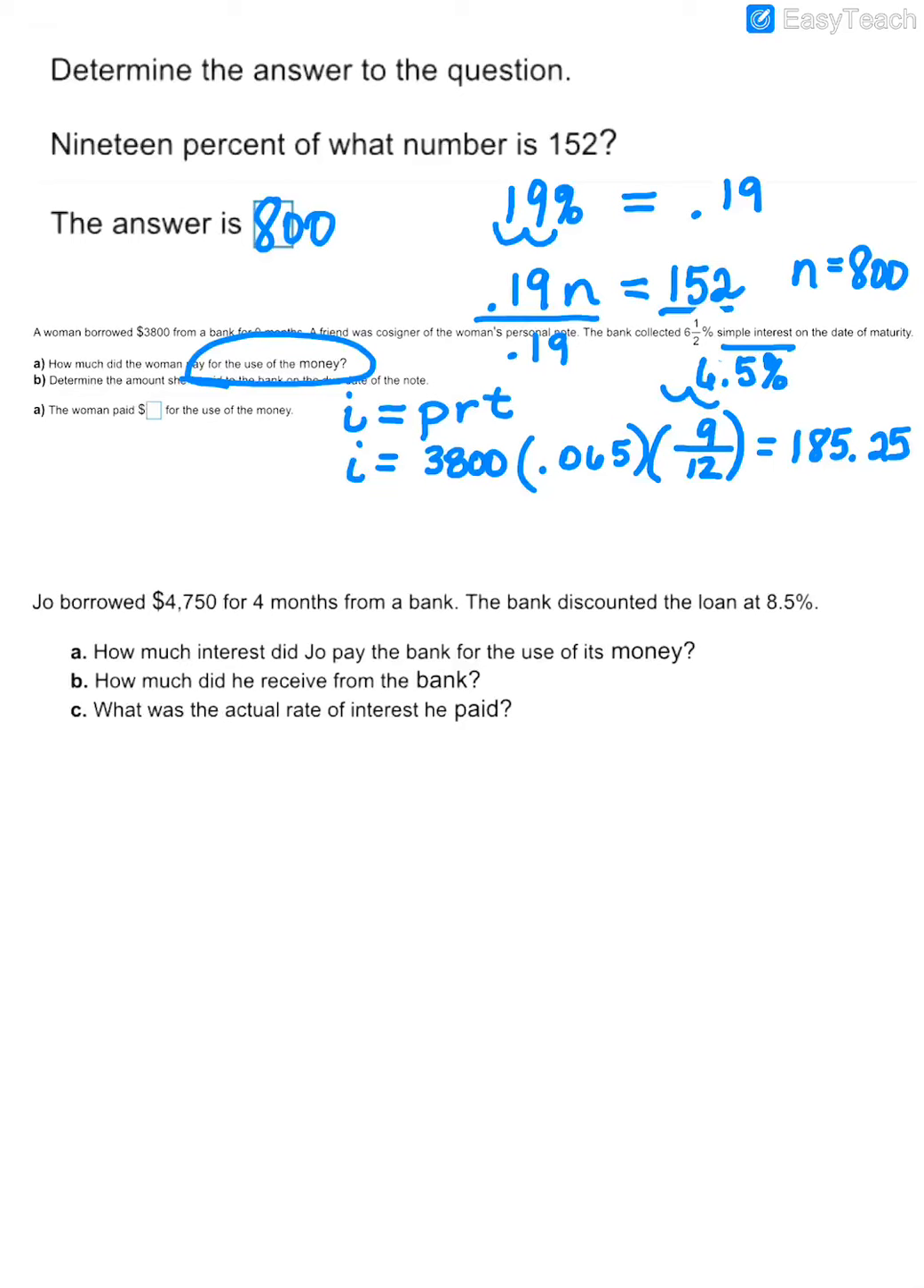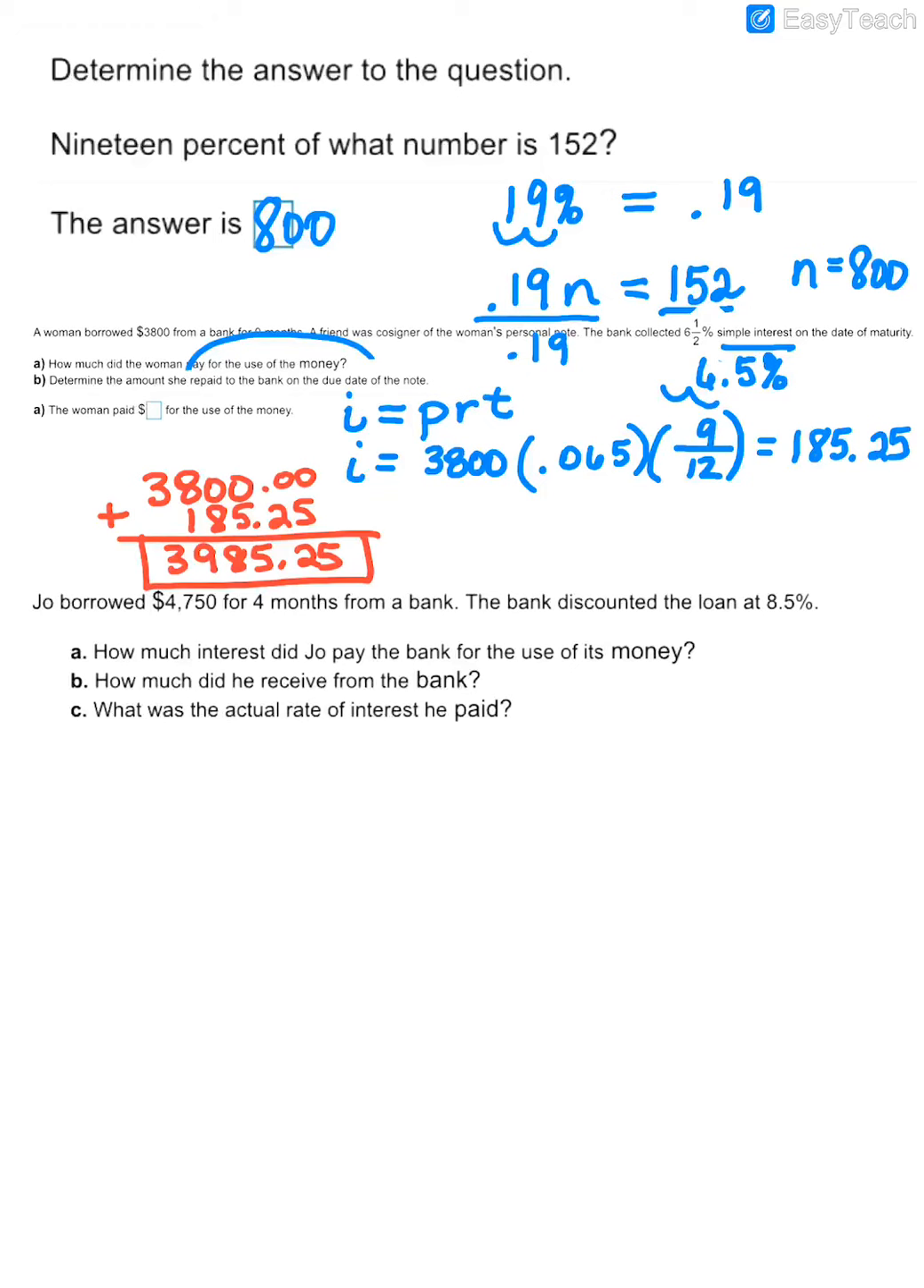So that's also called the amount that she pays to use the money. And then the second part of the question wants to know what is the amount she has to repay to the bank. Well, when she pays the bank back, she has to pay them the original $3,800 that she borrowed, plus she has to pay them the interest, the fee for being allowed to use their money. So if you add those up, she would pay the bank back $3,985.25.